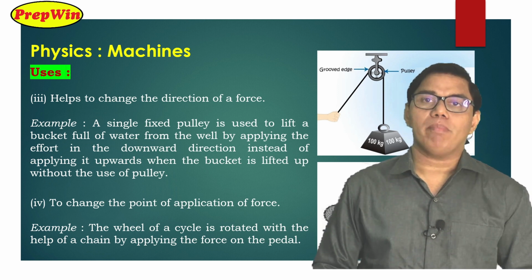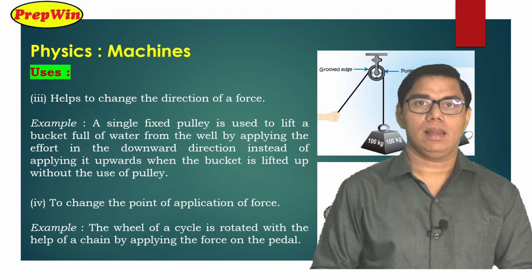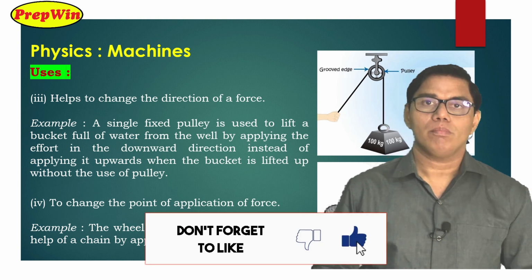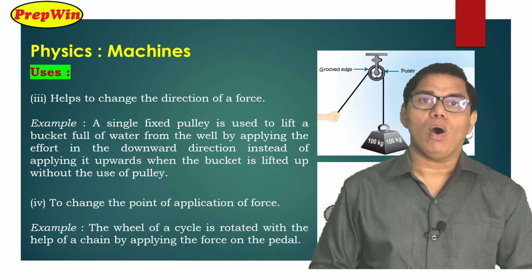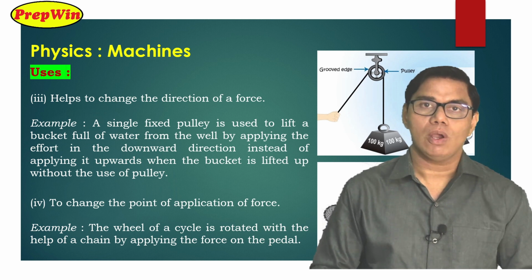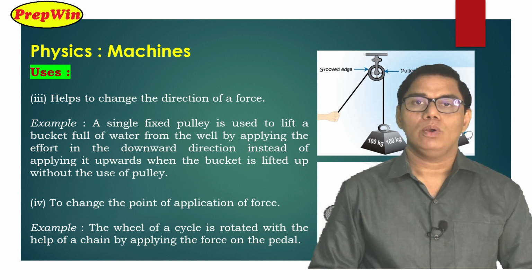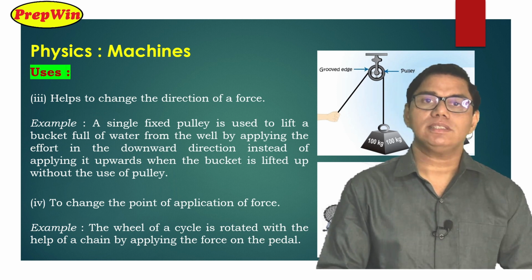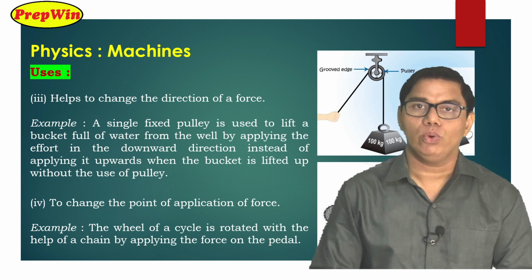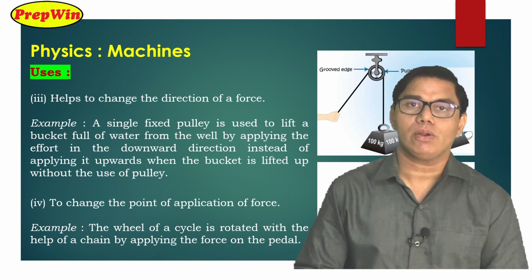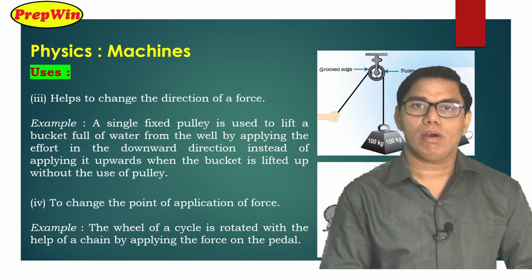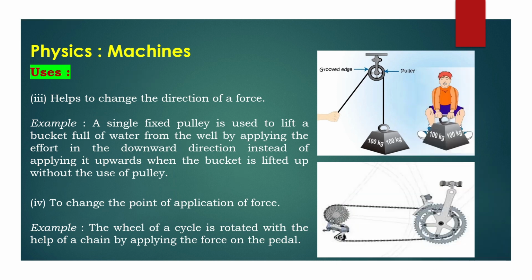So the fourth use of a simple machine is that we change the point of application of a force. See, in the case of a bicycle, suppose you are riding a bicycle, you need to move the wheels of the tire so that the cycle is set into motion. But you don't directly apply the force on the wheel. Instead, you apply your force or your effort on the pedals, which move the chain, and the chain in turn moves the wheel. So here we see that a simple machine can also be used to change the point of application of force. As in this example of a bicycle, the point of application of force is shifted from the wheels to the pedal. So this was the fourth use of a simple machine.